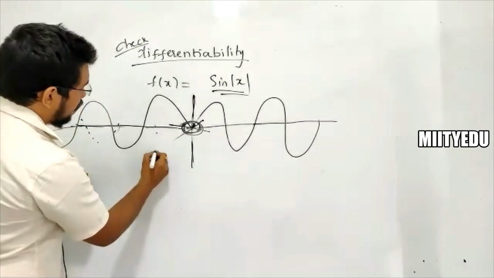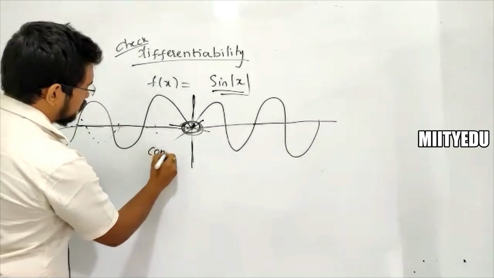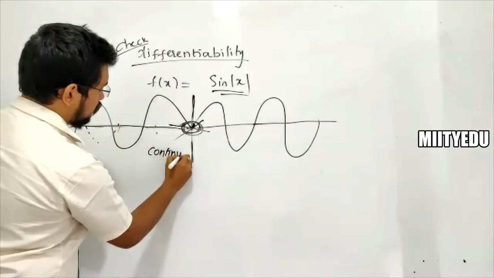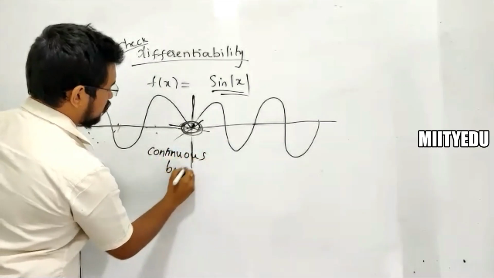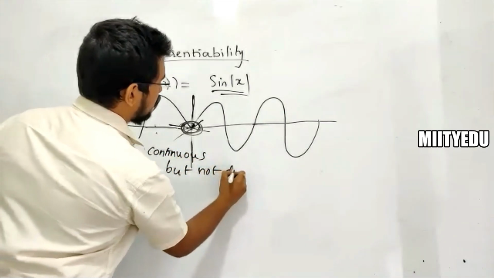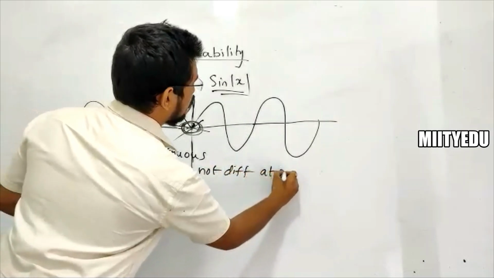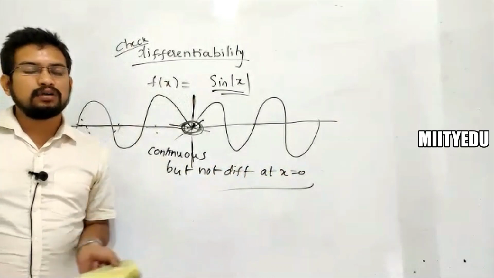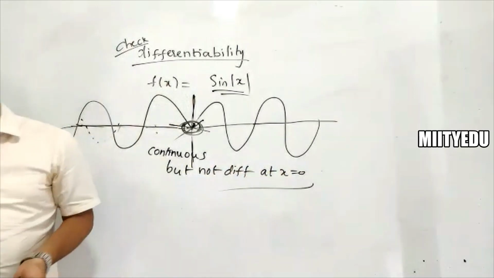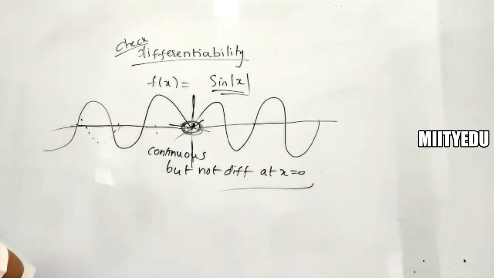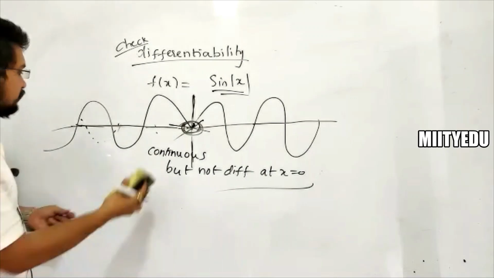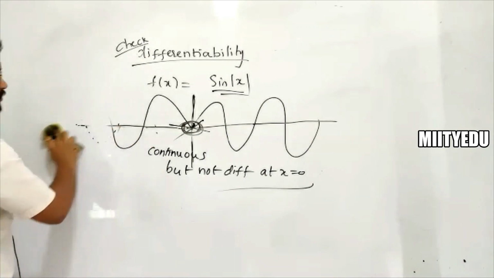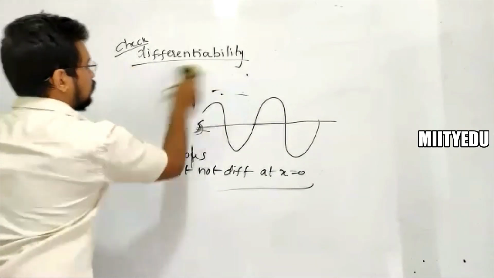So I'll say that it is continuous but not differentiable at x equal to 0. As there is a sharp edge, I can straight away say that it is not differentiable at x equal to 0. So many of you have answered. Very good. Excellent. I hope this is clear. Let's move forward.